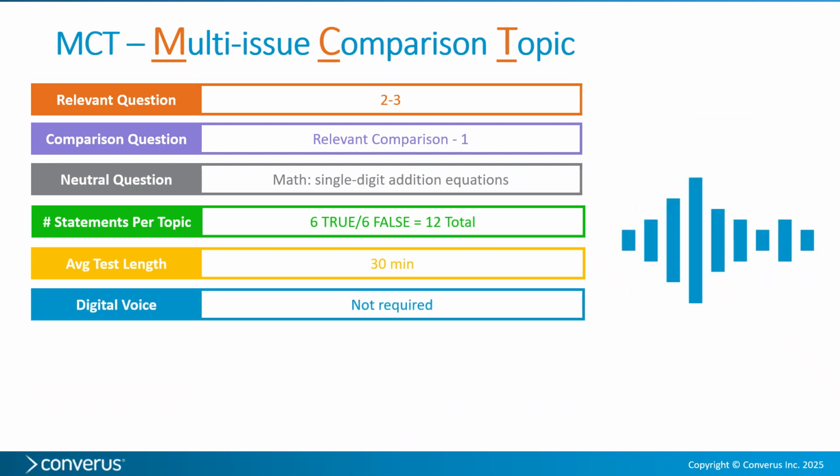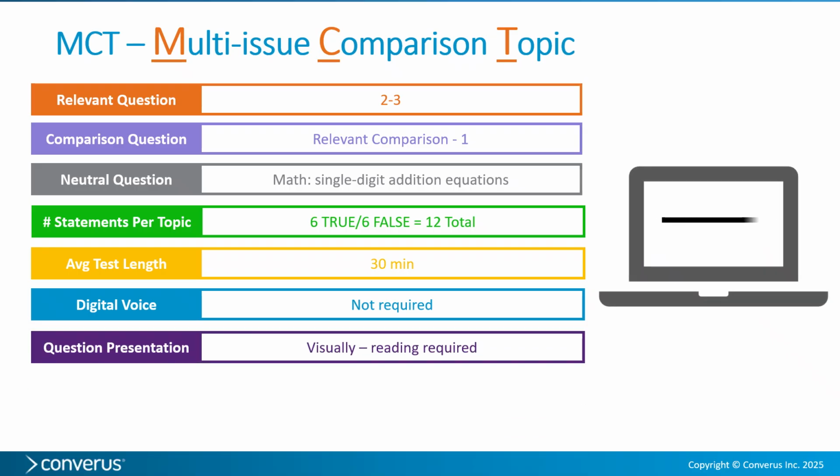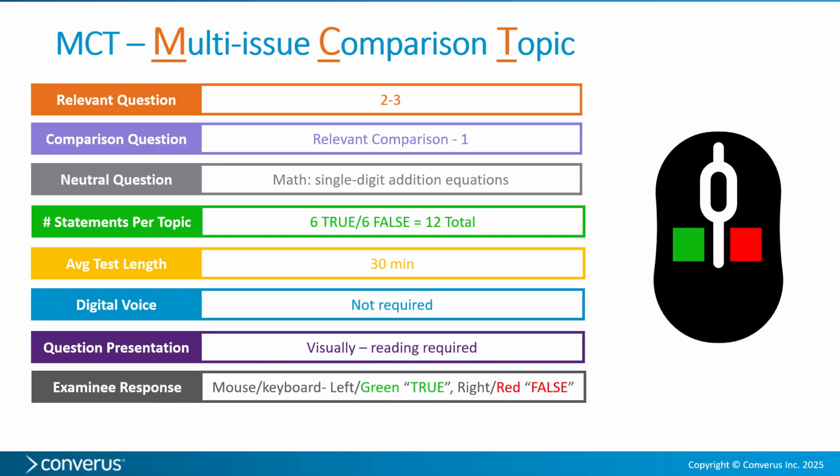A digital voice is not required for the MCT protocol. If one is available, it will read aloud the pretest instructions while the examinee can read along. All test questions are presented visually by the computer, requiring the examinee to read them. The examinee responds to statements by clicking the left or green button on the mouse for true, or the right or red button for false. They can also choose the left arrow on the keyboard for true and the right arrow for false.